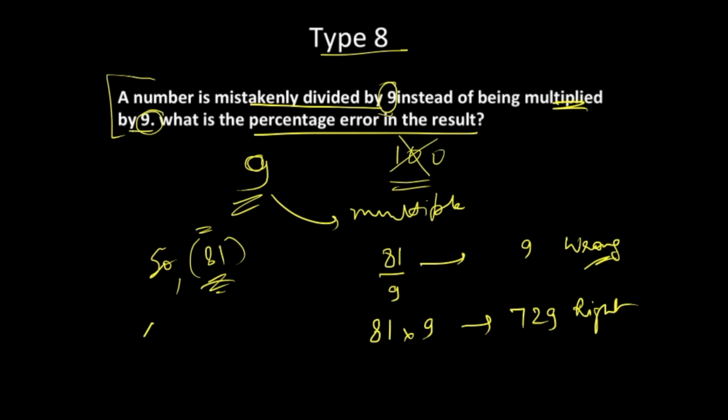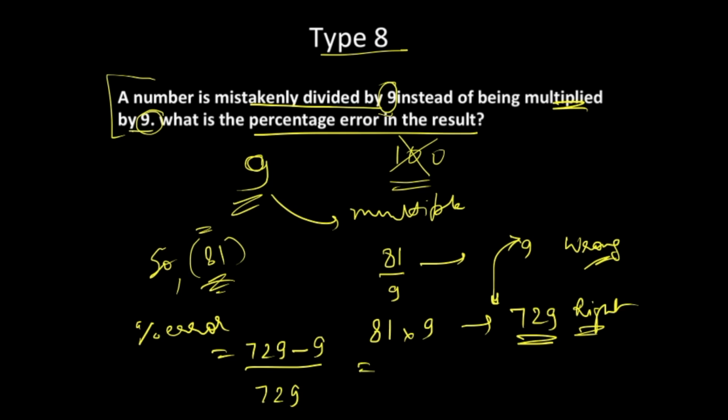So now it is asking the percentage error in the result. So percentage error would be actually the difference between these two, right and wrong. The difference is 729 minus 9 over the actual value, that is the right value, 729. So this would come out as 720 over 729, and if you have to calculate the percentage value, you will multiply it by 100. You will see that these two values are very close to each other, so the percentage value should be very close to 100 even. So the result that you will get would be very close to 98.7%.